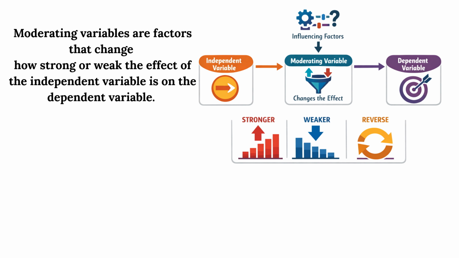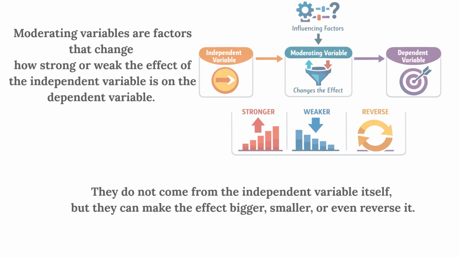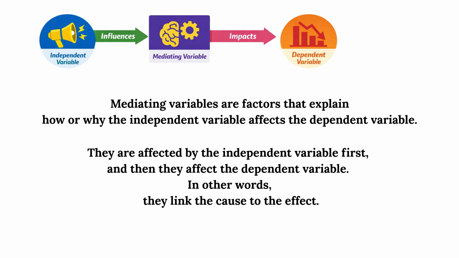Moderating variables are factors that change how strong or weak the effect of the independent variable is on the dependent variable. They do not come from the independent variable itself, but they can make the effect bigger, smaller, or even reverse it. Mediating variables are factors that explain how or why the independent variable affects the dependent variable. They are affected by the independent variable first, and then they affect the dependent variable. In other words, they link the cause to the effect.